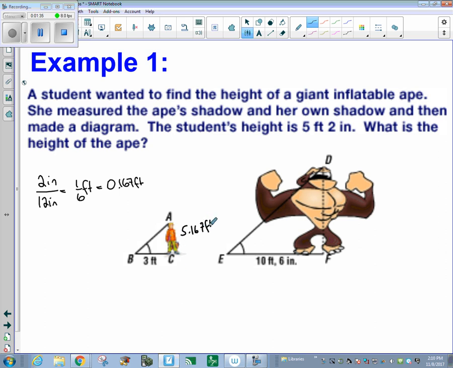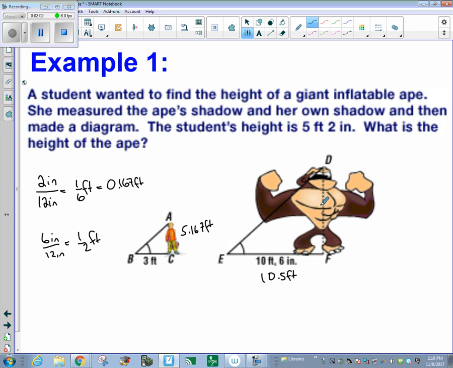5.167 feet. And over here the shadow was measured to be 10 feet 6 inches, and 6 inches converted into feet, dividing by 12, is half a foot. So over here we have 10.5 feet as the length of the shadow. Now that we have everything in feet, we can go ahead. We could have converted it all into inches and it would work just the same.